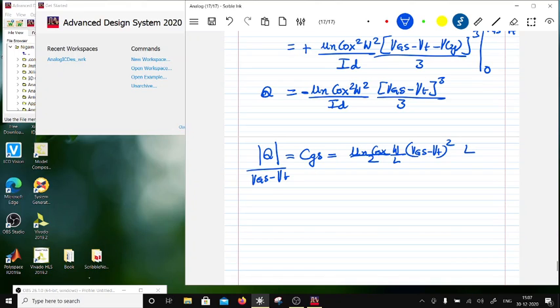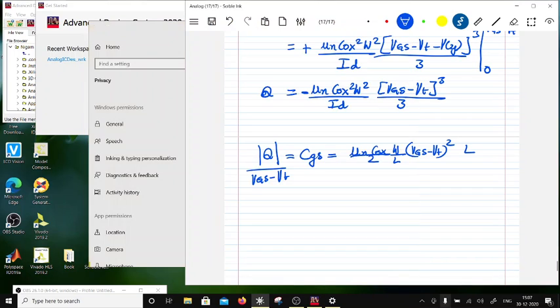so I'll multiply by L. I divided by L, so I'll multiply by L. Then I have divided by 2, I'll multiply by 2. Then I have COX square, so I will be left with COX and I'll be left with W. Now this term divided by ID.